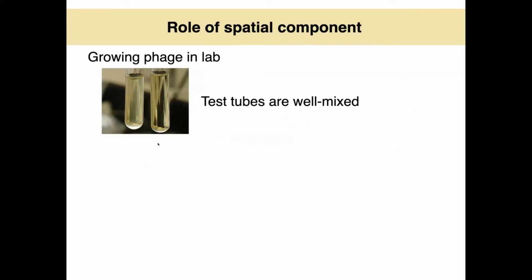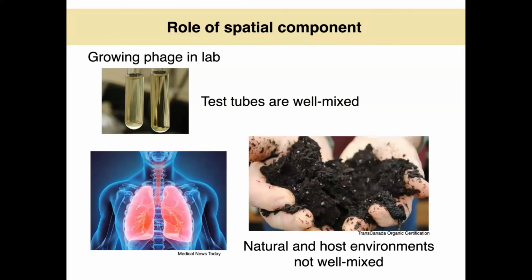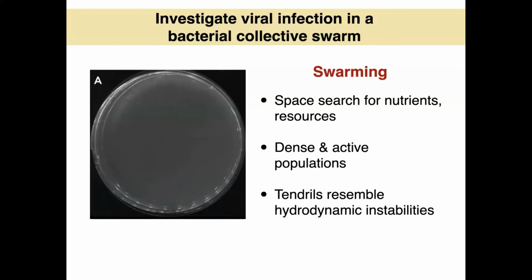A lot of what we know about how bacteriophage work came from well-mixed environments. You have bacteria here, you add phage here, and then it clears because the bacteria are gone. This is an example of a well-mixed homogeneous environment. But we know that in nature and inside animals, environments are not homogeneous. They are not well mixed. You can imagine a bacterial infection starts in one place in the lung, or a viral infection starts in one place in the lung, and maybe it spreads. Or a virus is in one place in the soil, how can it get to the other? It's not necessarily motile.